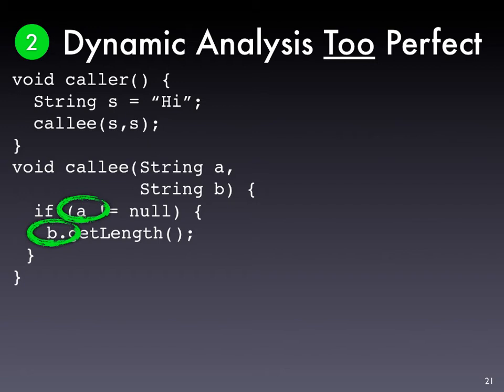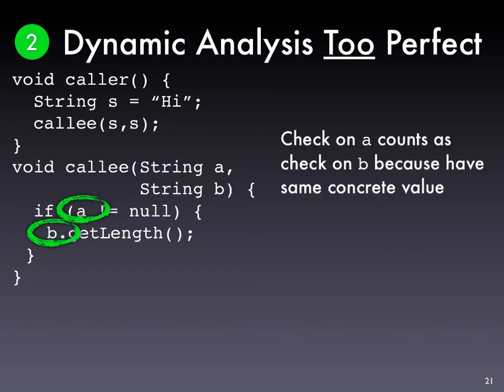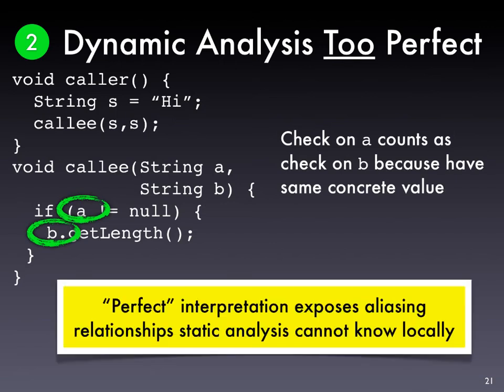In a perfect dynamic analysis, the system knows that A and B are really the same value, high, and so a check on A counts as a check on B. But this is clearly misleading because it exposes aliasing relationships that static analysis cannot know locally.